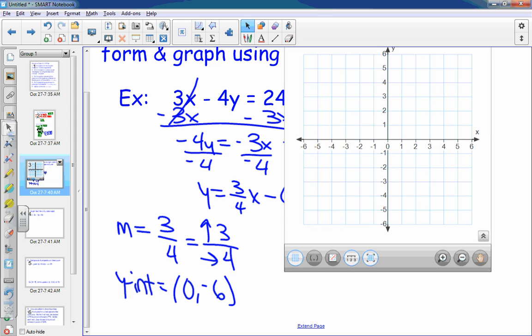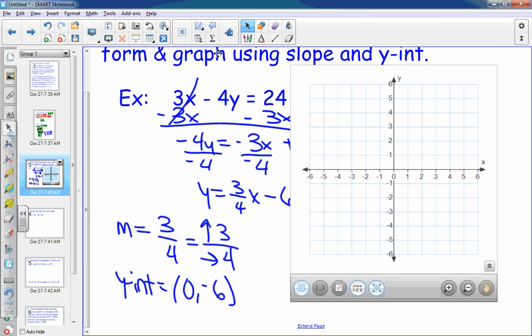I'm going to graph using the point what first? What do I graph first? 0, negative 6 is what I graph first. And from there, I'm going to go up 1, 2, 3 units, and then to the right 4. 1, 2, 3, 4. Could I do that again? Yes, I'm going to be off my graph here. But that's how you're going to graph it.